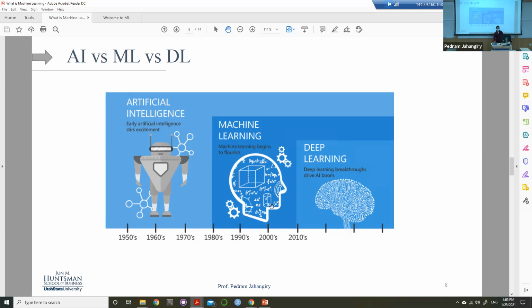But now, as the computing power improved and we have lots of storage, cloud storage going on, machine learning evolved, and then deep learning evolved. So for deep learning, we need a lot more information than machine learning, and for machine learning we need a lot more information than AI. But think of it this way. Deep learning is a subset of ML. ML is a subset of AI.